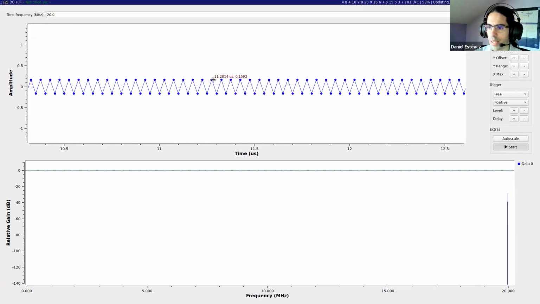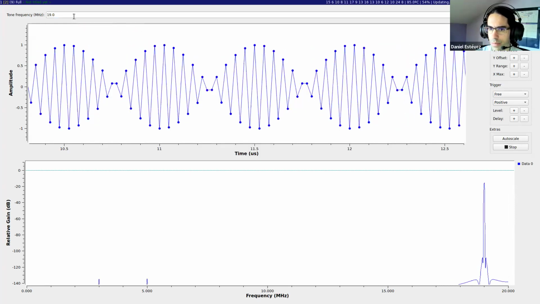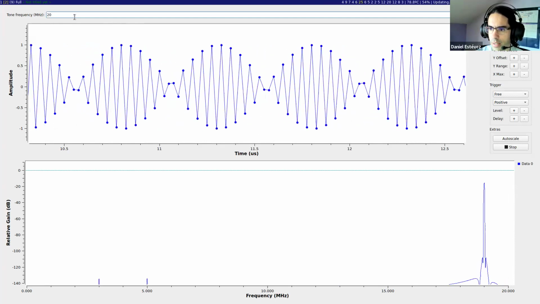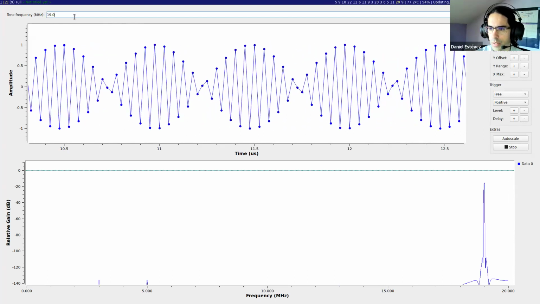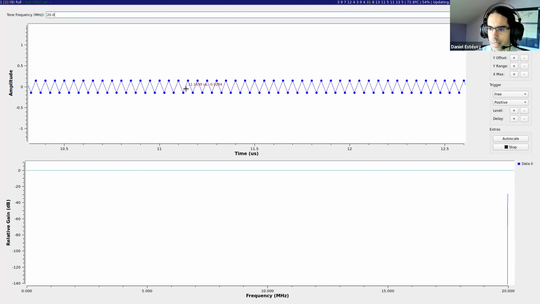And with 20, as we could expect, we get only 2 samples per cycle. So we get basically 1 sample up, 1 sample down. And depending on where I freeze the phase of my signal, so this is 19, this is 20, this is 19, this is 20, I get something of different amplitude.